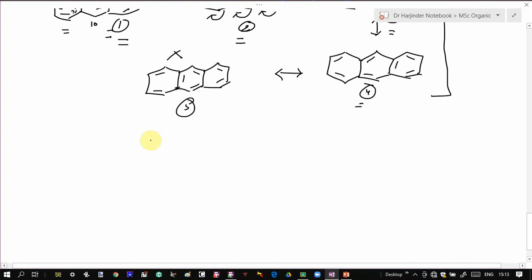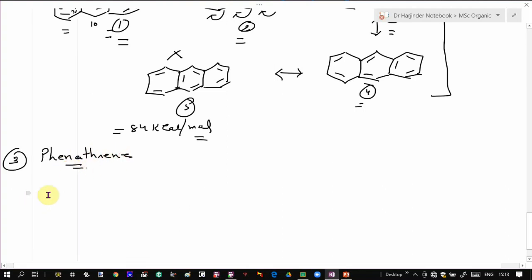Okay, and the resonance energy for this molecule is 84 kilocalories per mole. Okay. The next benzenoid aromatic compound is phenanthrene.